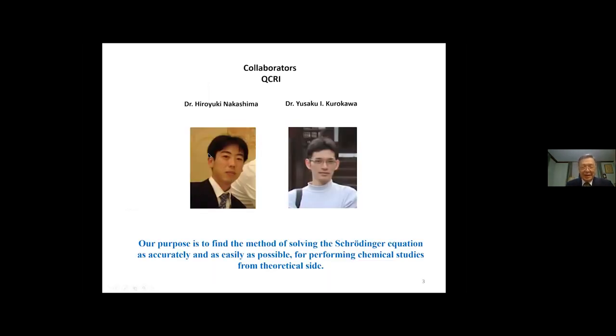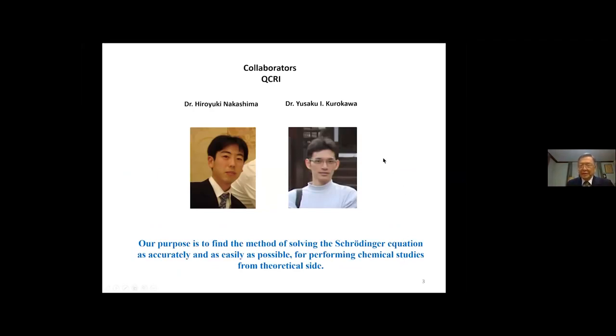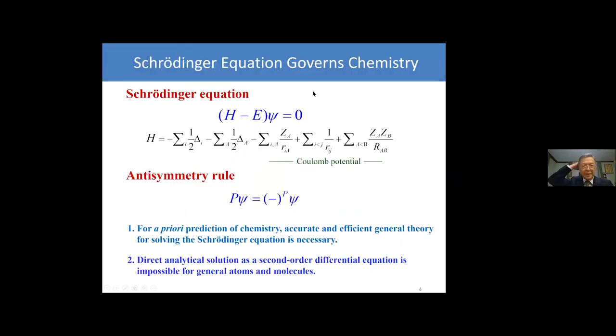And now our colleagues, Dr. Hiroyuki Nakashima and Dr. Yusaku Kurokawa. Our purpose is to find a method of solving the Schrödinger equation as accurately and as easily as possible for performing chemical studies from the theoretical side. The Schrödinger equation governs chemistry. So, for a priori prediction of chemistry, an accurate and efficient general method for solving the Schrödinger equation is necessary.